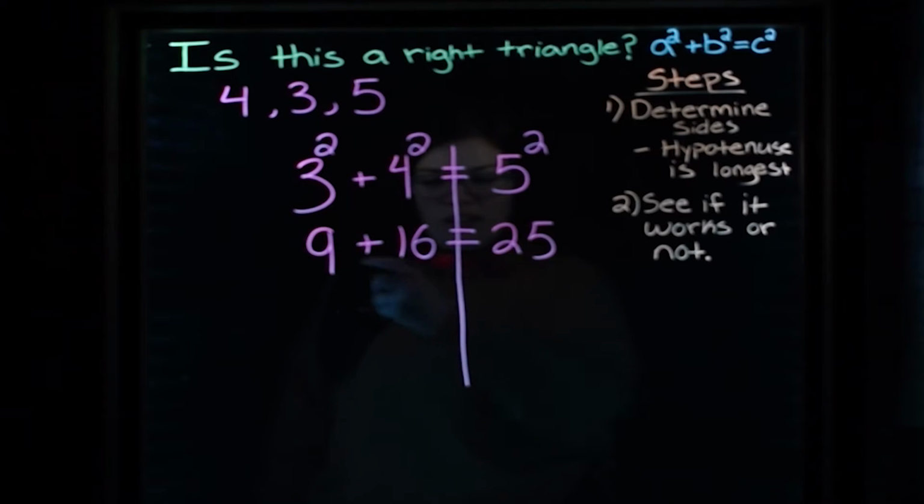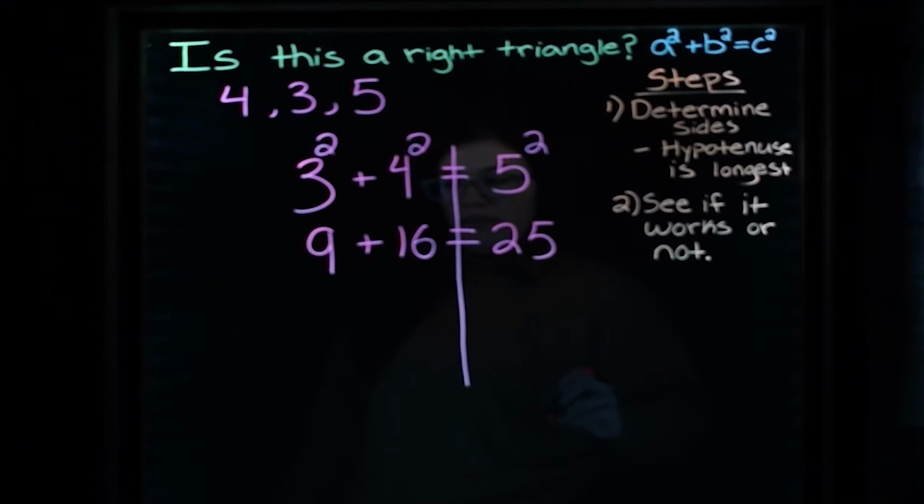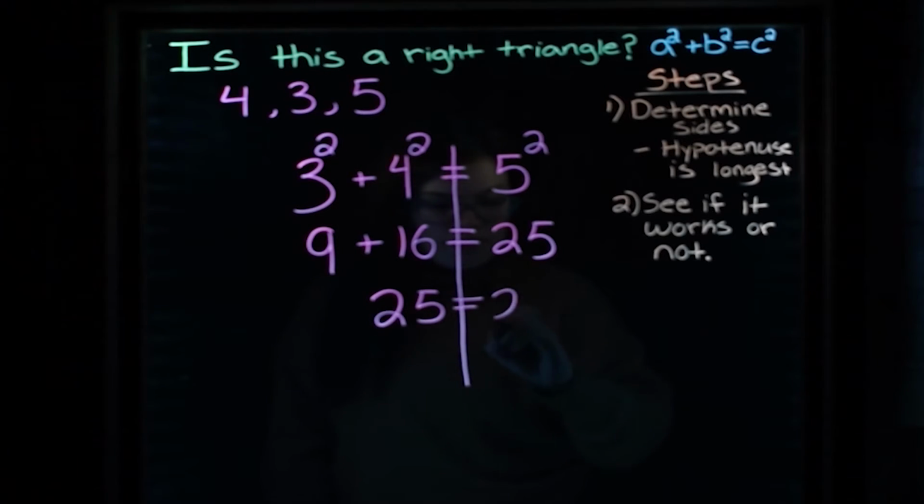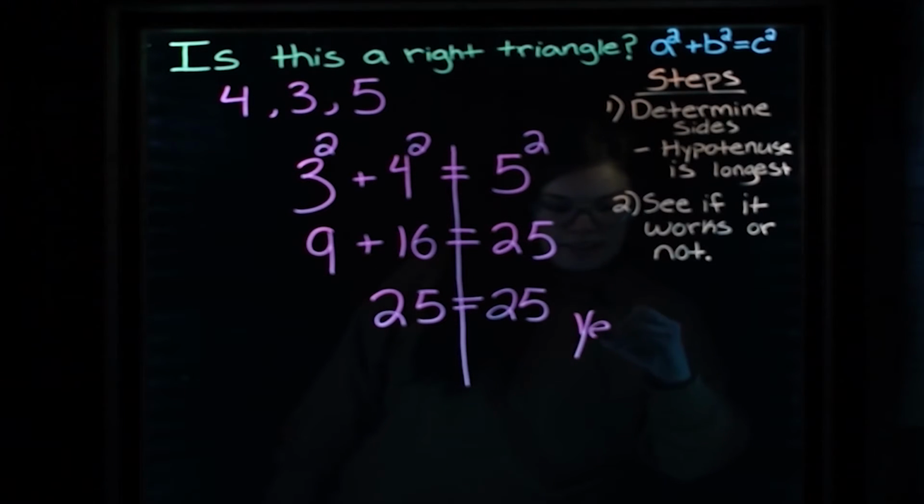So now let's see if these actually do add up to get 25. And you know what? 9 plus 16 is 25. So this right here is a right triangle. So I'm going to just write yes.